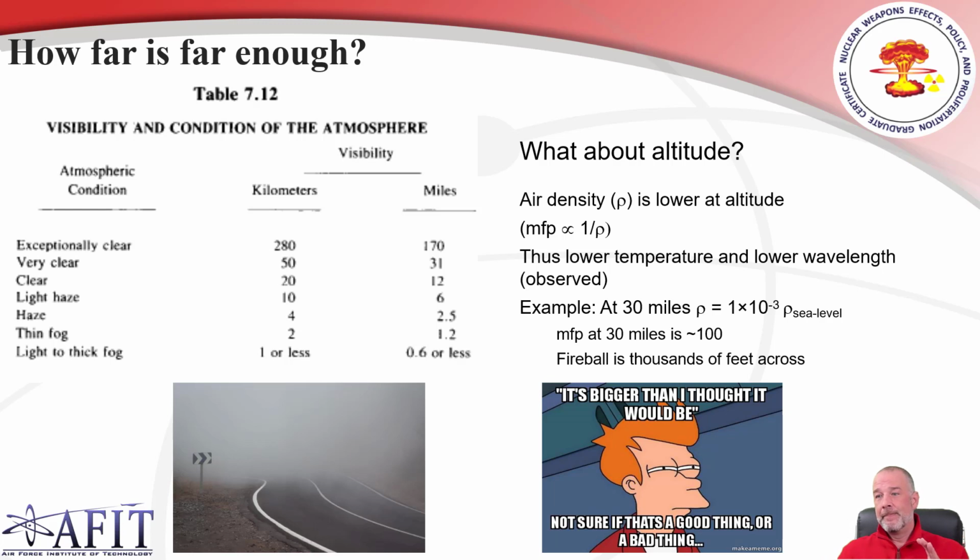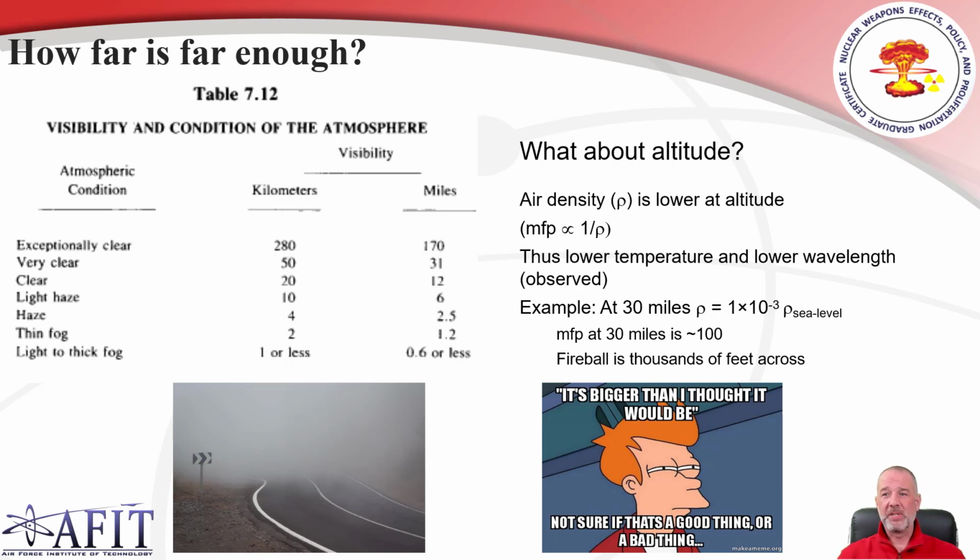Okay, so how far is far enough? Well, if we talk about visibility of the atmosphere, we look at how far away we can discern things that separate from the background. So if it's exceptionally clear, this happens at about 170 miles or 280 kilometers. Very clear, okay, it's cut down by a significant amount to 50 miles and 31 kilometers. And then just regularly clear, what we normally think of as clear for an everyday atmosphere, it's about 12 miles visibility.